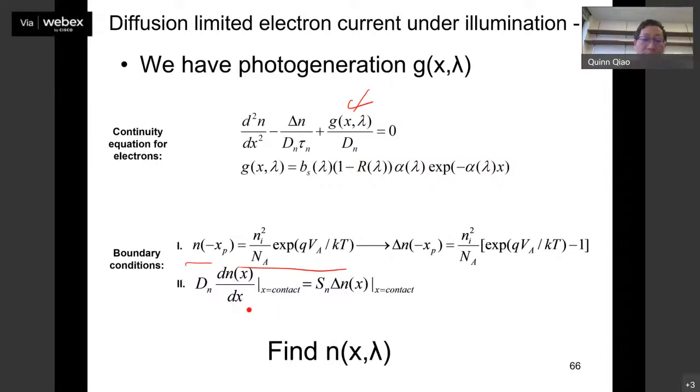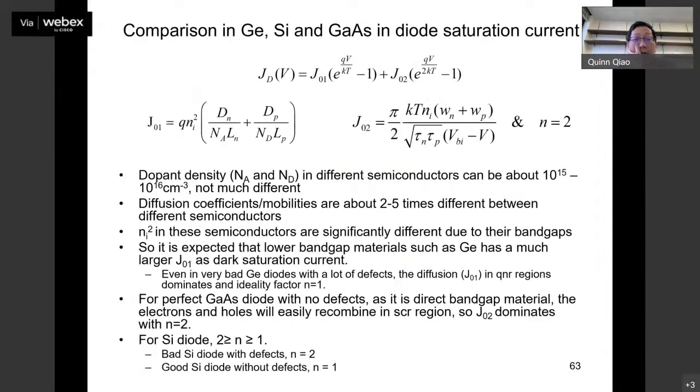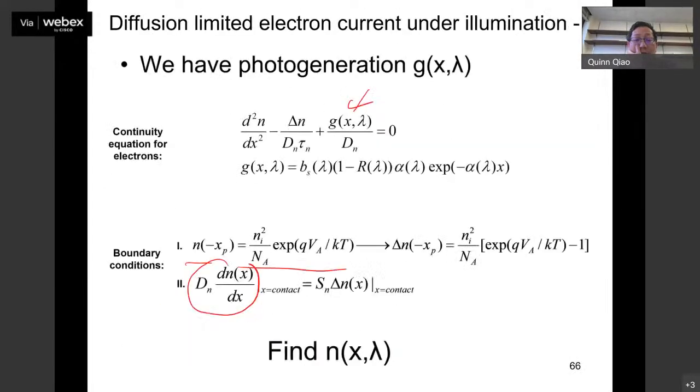Okay, and then the second one is this. You see here the contact, when x equals the contact. What happens there? The diffusion has the contact. This depends on whether it is a short diode or a long diode. So you see here, this should be the short diode, right? Why is that? Typically, for solar cells, you don't want a long diode. You want the charge to get out of this diode, right? So this has to be a short diode.